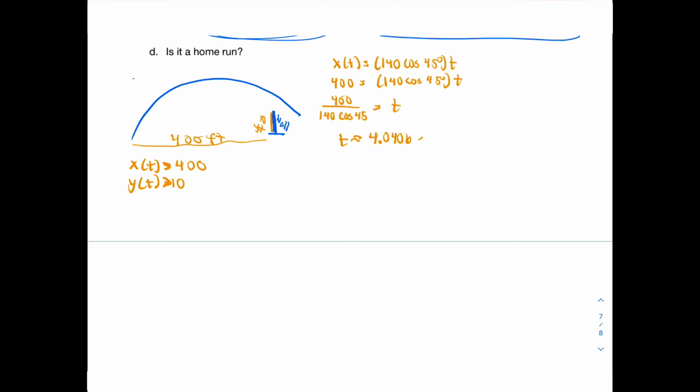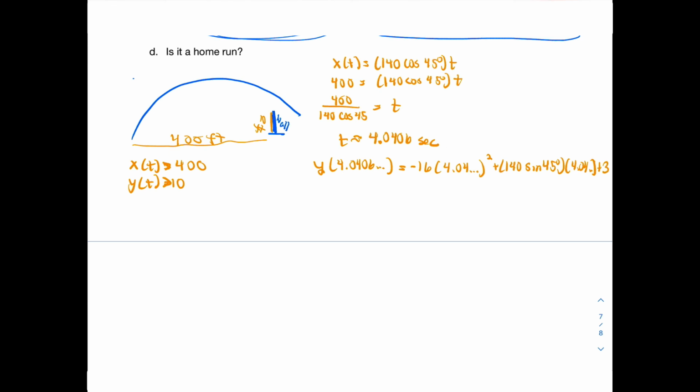Now, in the following calculation, I'm going to actually store this in my calculator, so I can use all the decimal values, or you could use the square root of 2 knowledge here. But I'm just going to store this in my calculator. So I'm writing that to let you know I'm not just using these decimals, but I'm using all the decimals in my calculator. So now I know when the ball is 400 feet from the plate, so let's figure out how high the ball is at that given time. So let's see if it clears the wall or not.